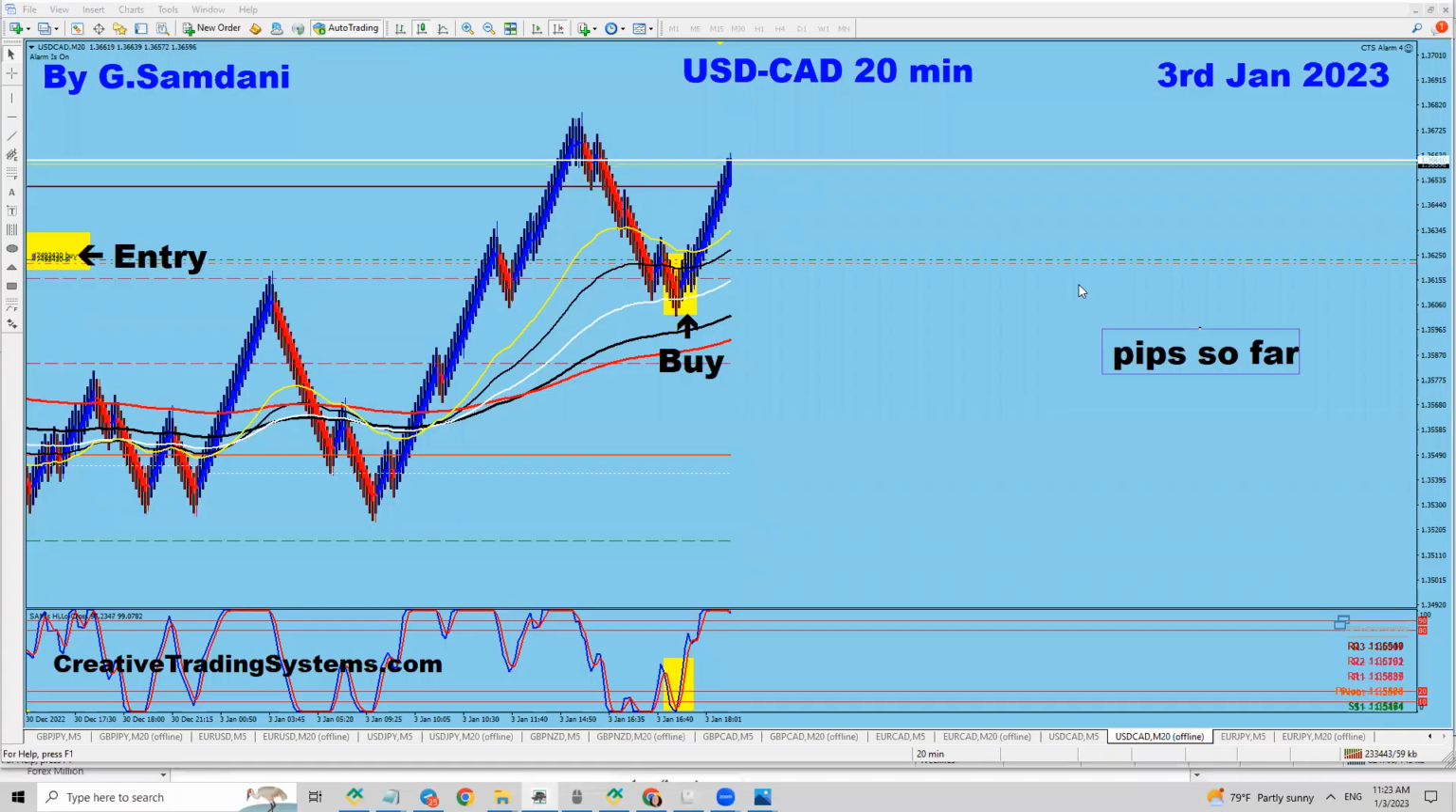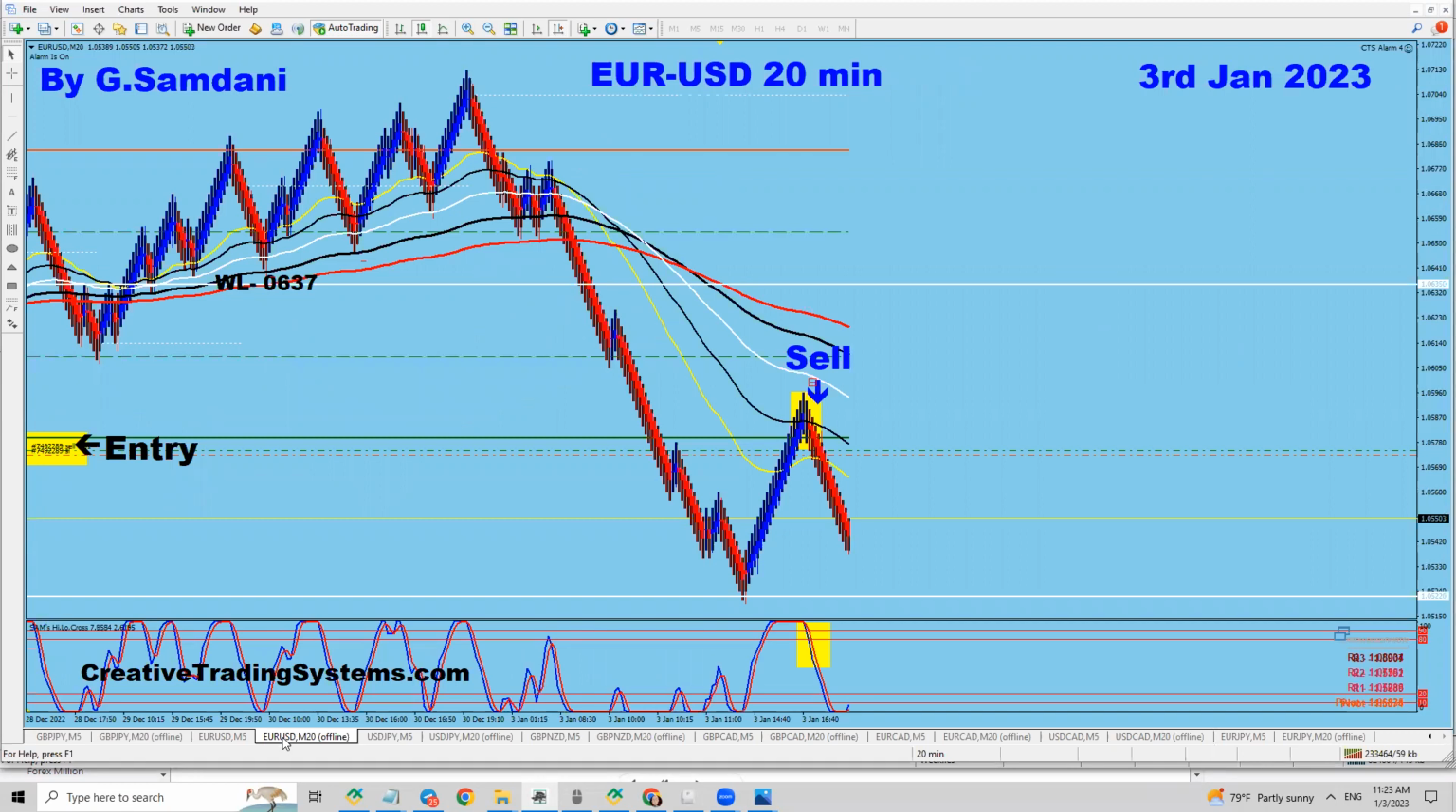Hello, everyone. Simon here again with updates. This is the one that I was talking about earlier, USD CAD. I took it at the same time as Euro USD. This is long, Euro USD short. Where's the Euro USD? I just woke up now. I'm pretty good. I'm drinking my tea now, so I'm okay.